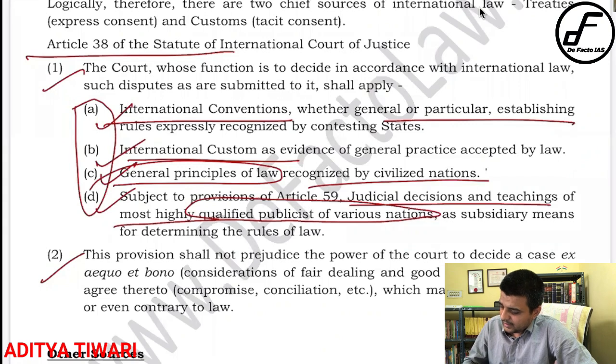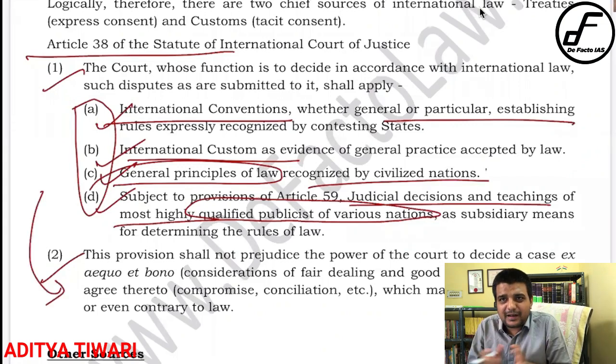And after that, the scope has been left that international law can be developed. Now, what is that scope?